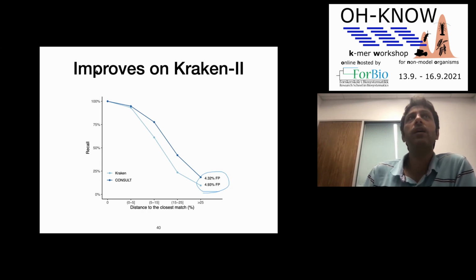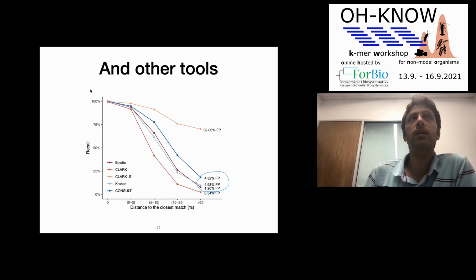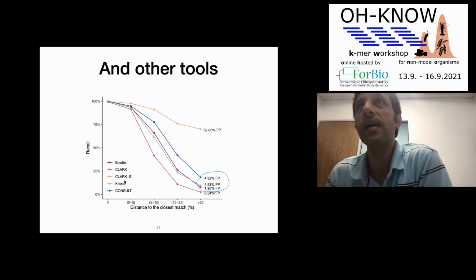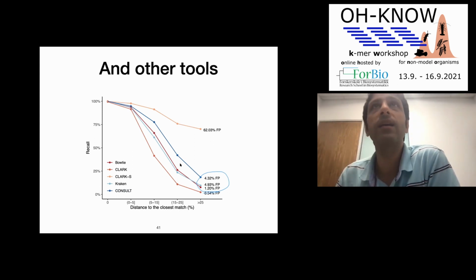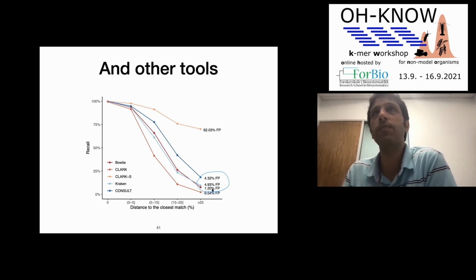Now, what happens if I compare to other tools? Kraken is not the only tool. There is Bowtie, there is Clark, there is all sorts of tools out there. Bowtie and Kraken worked pretty much identically for us. Bowtie just was slower but had lower false positive, so that made no difference.